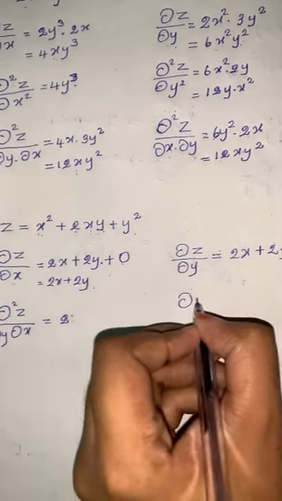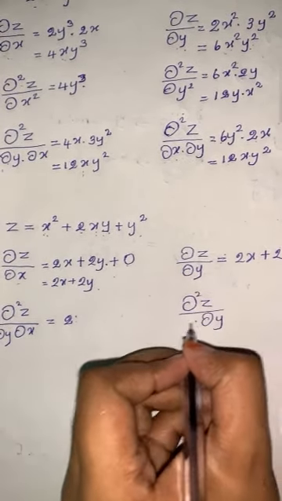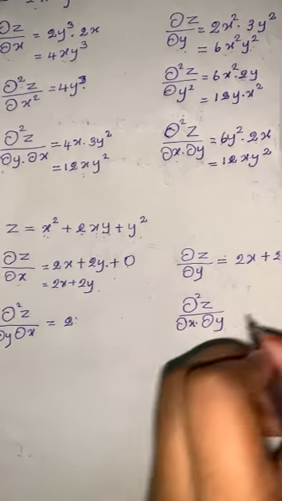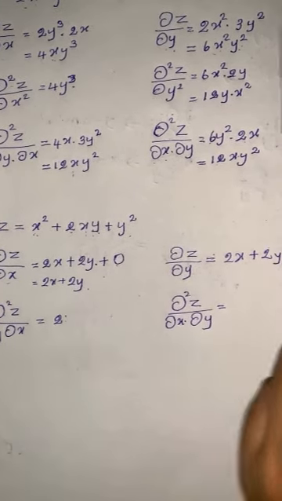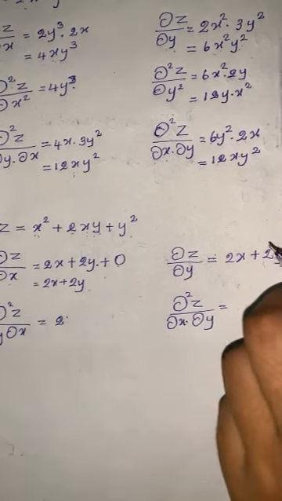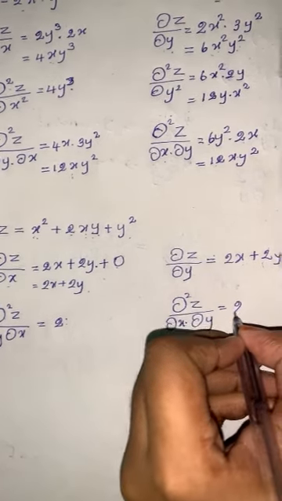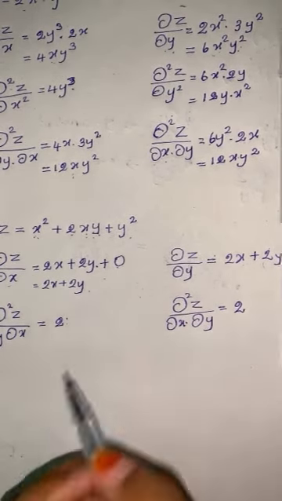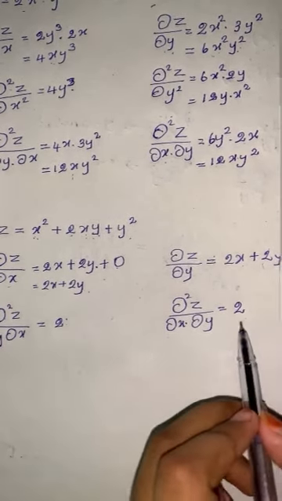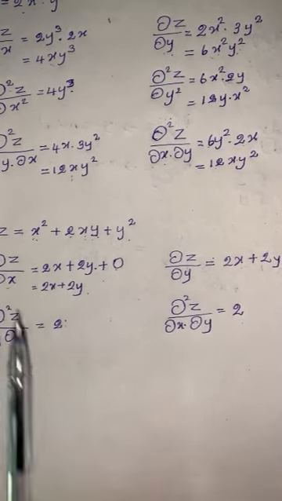Then do dabba z over dabba y with respect to x. So here the 2y component will be 0. If we differentiate 2x, we will end up with 2. See, these both are equal. So what we have done above is absolutely correct.